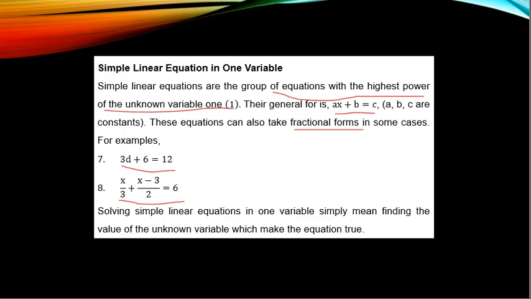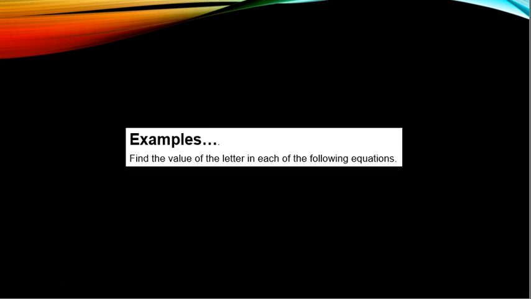Solving simple linear equations in one variable simply means finding the value of the unknown variable which makes the equation true. An equation has two sides, the right hand side and the left hand side, and the two sides are always equal. So solving it means finding that unknown value that will make the right hand side equal the left hand side. Examples: find the value of the letter in each of the following equations.